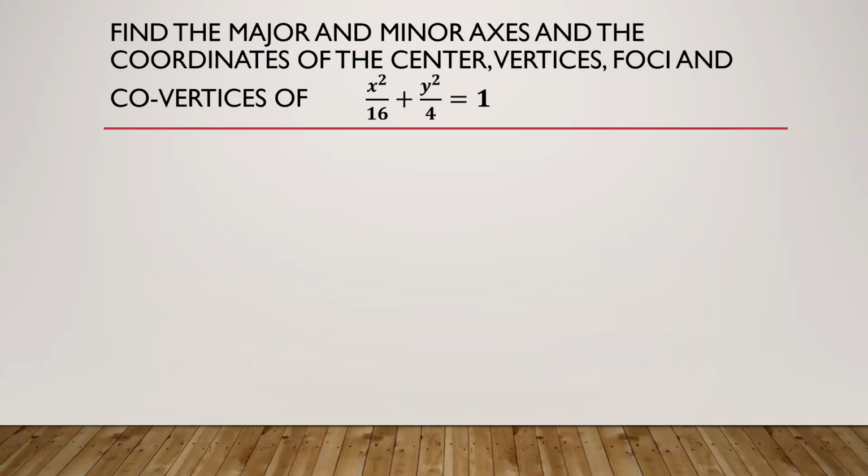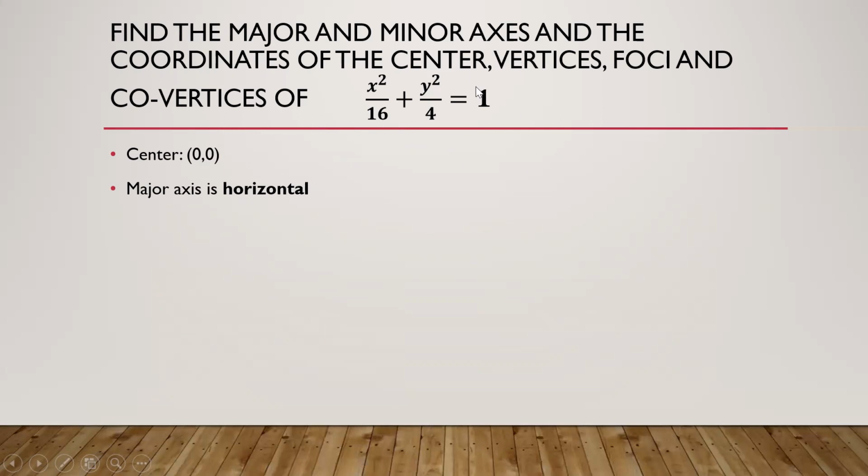First, find the major and minor axis and the coordinates of the center, vertices, foci, and co-vertices of x squared over 16 plus y squared over 4 equals 1. So from there, we can already determine our center. Since it is only x squared and only y squared, our center is at the origin, or 0, 0. Next, we have to find the orientation of our major axis. So for this equation, it is horizontal.